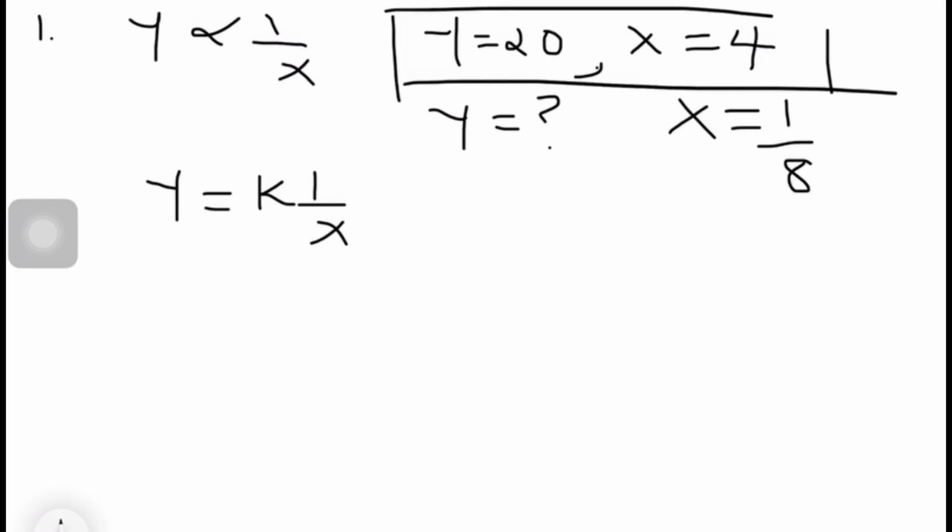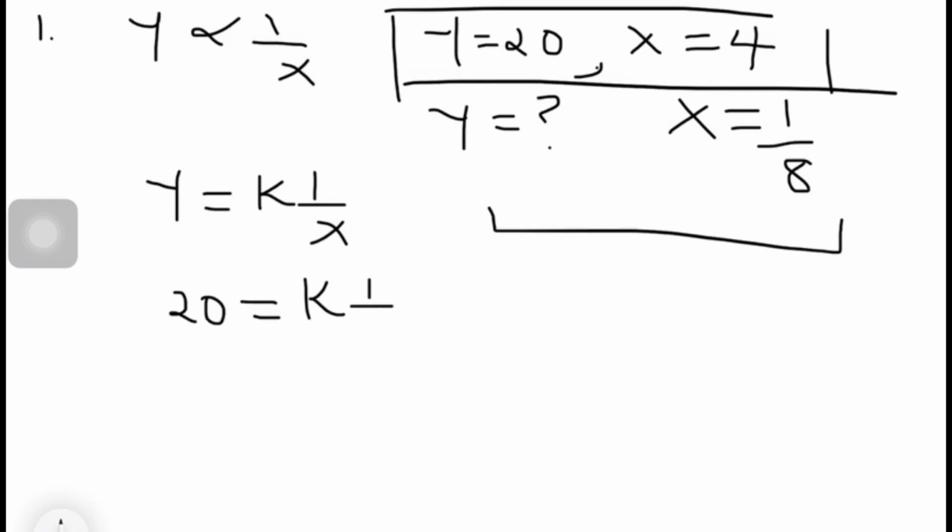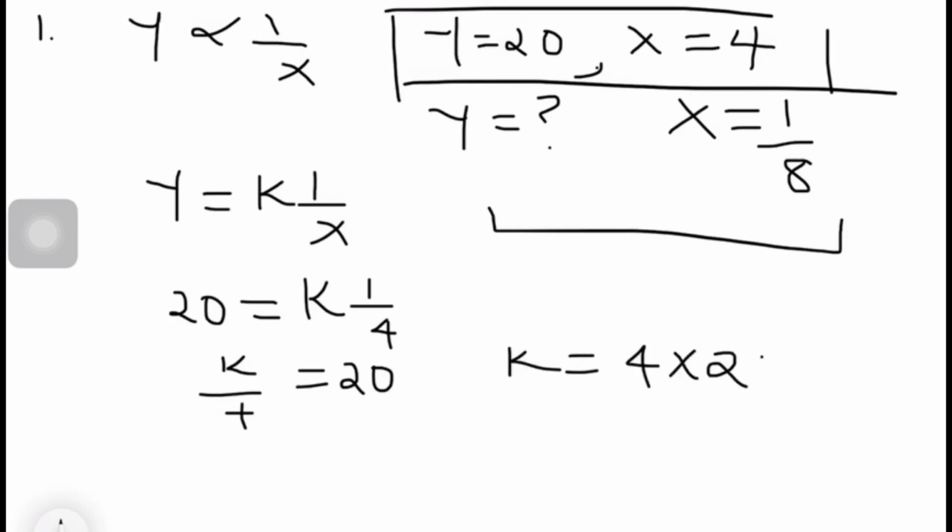Once you have the value of k, you can go to the second set of values, where x is equal to 1 over 8, and solve for the value of y. So y, 20, is equal to k, which we don't know, times 1 over 4. This is the same as k over 4 is equal to 20, and therefore k is equal to 4 multiplied by 20, which is 80.